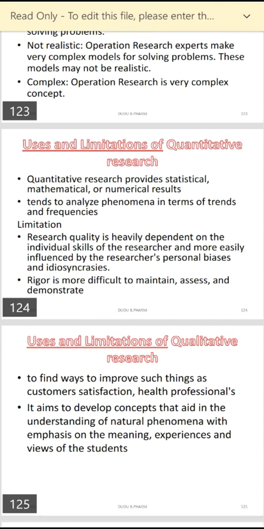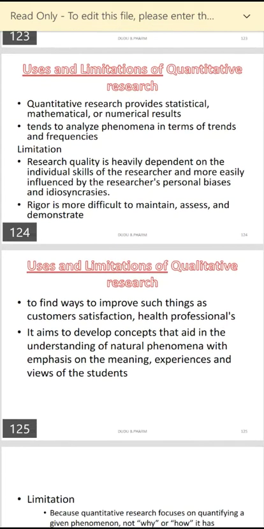Uses and limitation of quantitative research. Quantitative research provides statistical, mathematical, or numerical results. It tends to analyze phenomena in terms of trends and frequencies. Limitations. Research quality is heavily dependent on the individual skills of the researcher and more easily influenced by a researcher's personal bias and idiosyncrasies. Rigor is more difficult to maintain, assess, and demonstrate.